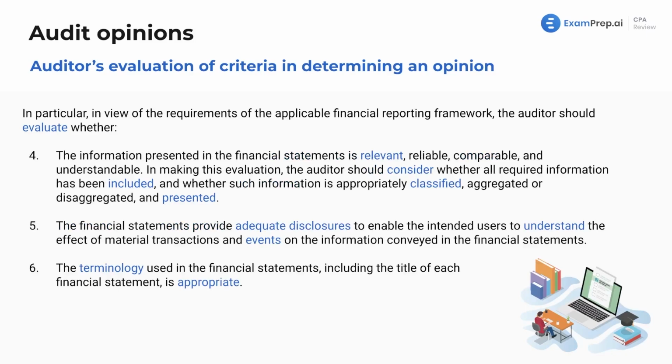Additionally, here, we want to evaluate whether the information presented in the financial statements is relevant, reliable, comparable, and understandable. We want to make sure everything included in the financial statements is there for a reason. You can rely on it because we've tested it and those numbers are correct. You can compare these financial statements to prior year financial statements. And lastly, can you understand it? Because if users can't understand the financial statements, well, I don't know, what's the point of having them all together?